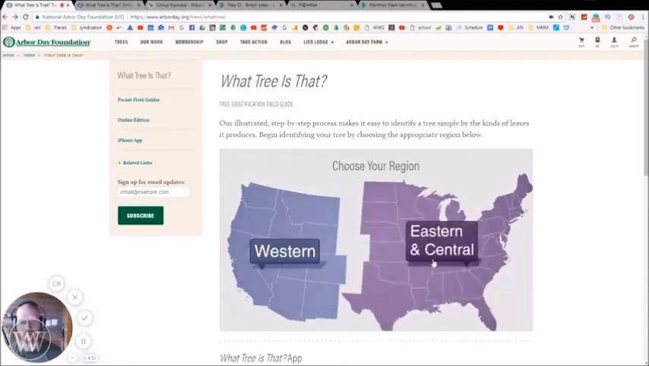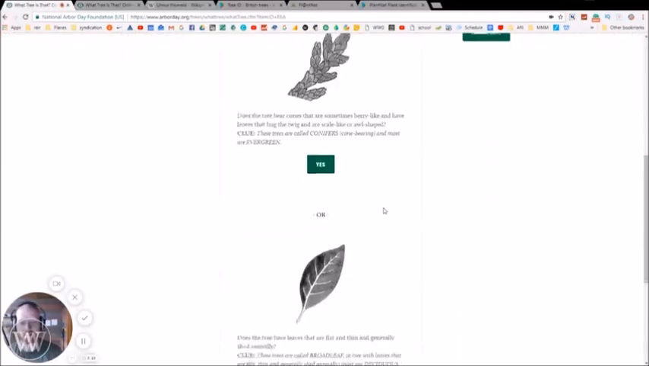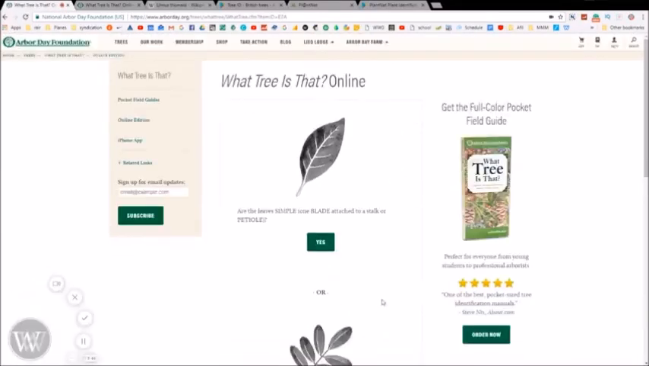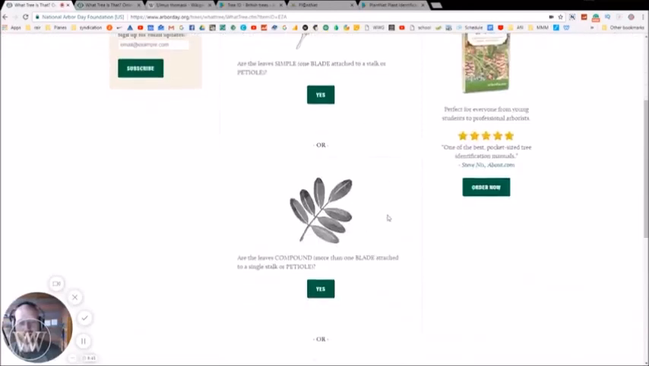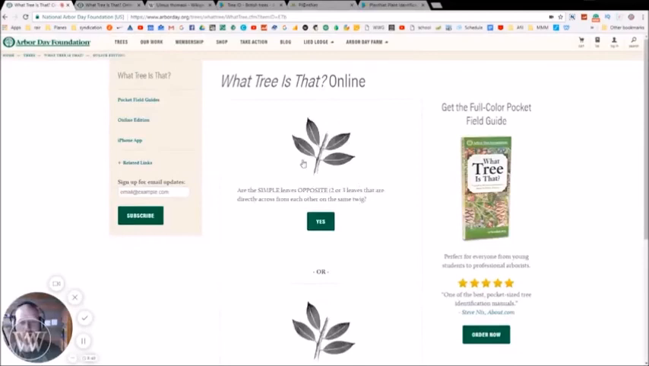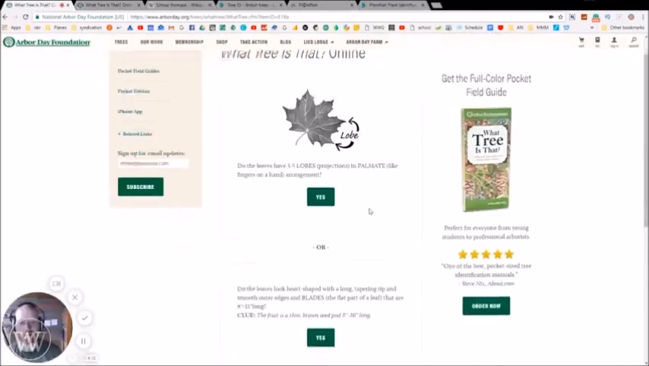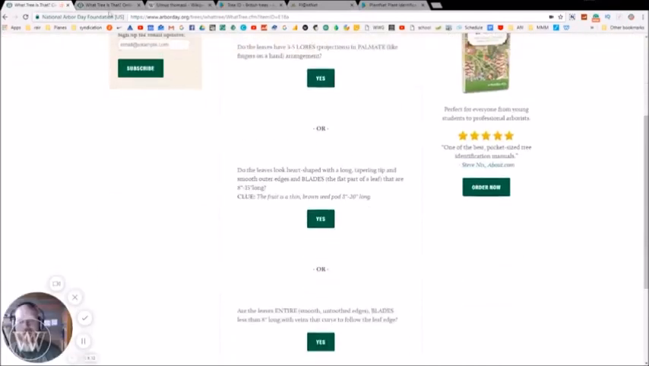So this will basically then go through: is it needles? Does it have cones? Is it a regular leaf? Is it a standard leaf, or is it a compound leaf? It's a standard leaf. Are the leaves directly across the stem, or are they alternating across the stem? And you can go on down through this, and it will give you more and more ideas about what it is until eventually you come to it.